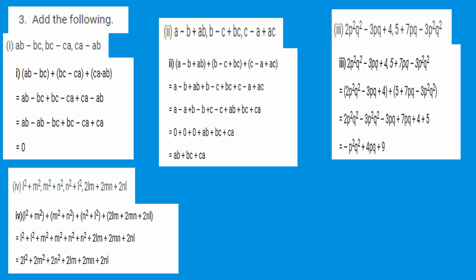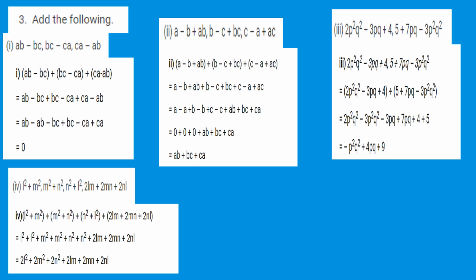AB minus AB, minus BC plus BC, minus CA plus CA. Now AB and minus AB get cancelled. Minus BC and plus BC get cancelled. Minus CA and plus CA. So what will be the answer? 0.